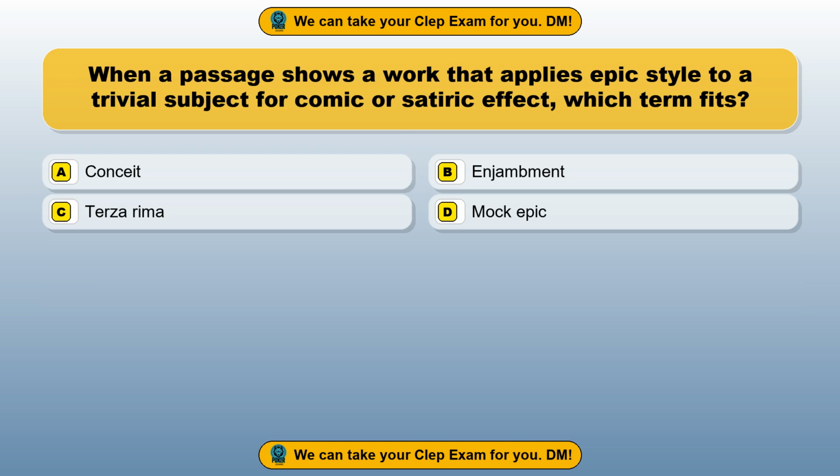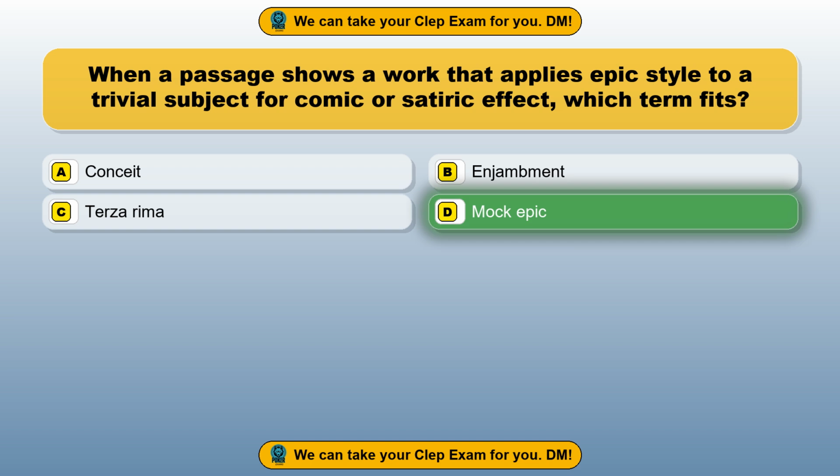Question 74. When a passage shows a work that applies epic style to a trivial subject for comic or satiric effect, which term fits? Option A, Conceit. Option B, Enjambment. Option C, Terza rima. Option D, Mock epic. The correct answer is option D.